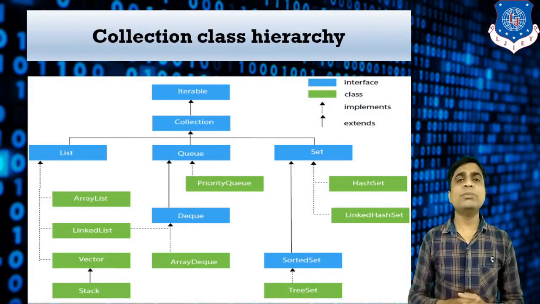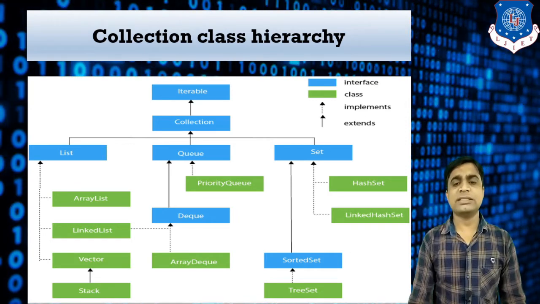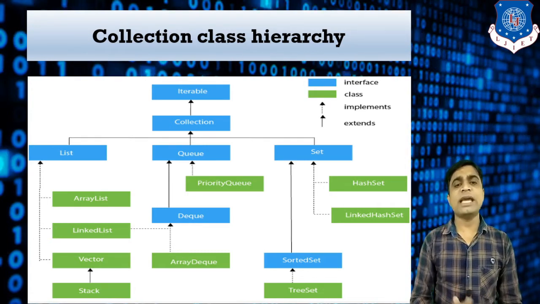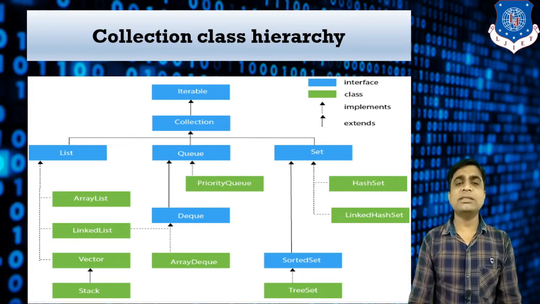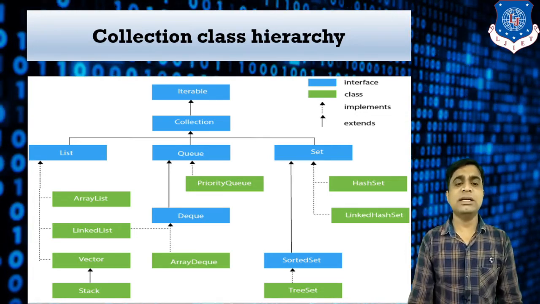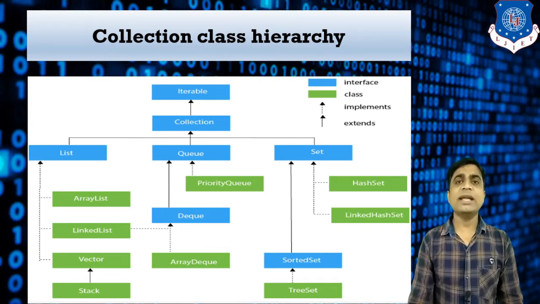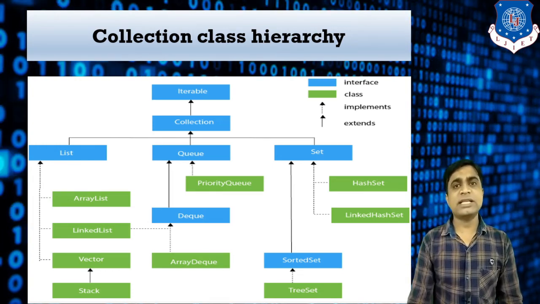Here all the blue line boxes are the interfaces in the Collection, and the green boxes show the different classes, and the arrows show that these implement or extend the specific class or interface. The first one is Iterable, that is our main interface. Then the sub interface is Collection. Now List, Queue and Set are the sub interfaces of Collection. In List you can see ArrayList, LinkedList, Vector and Stack. These are the subclasses of the List interface.